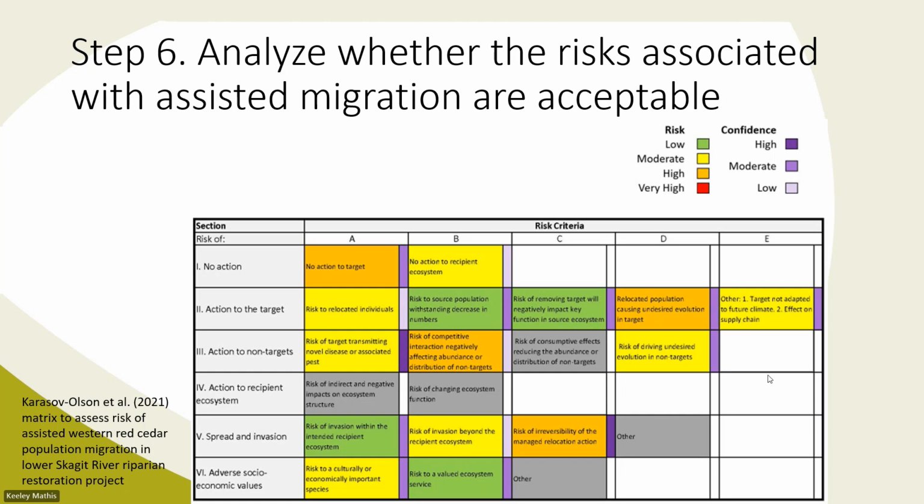But despite these few high risk areas, this risk analysis found the risks posed by assisted migration to be acceptable. For one, there was no single category that made the project unacceptably risky. Also, the confidence scores were relatively high. We're starting already to have quite a bit of research out there about the effects of climate change on Western red cedars. And generally, the distribution of risk was low enough to avoid catastrophic problems.